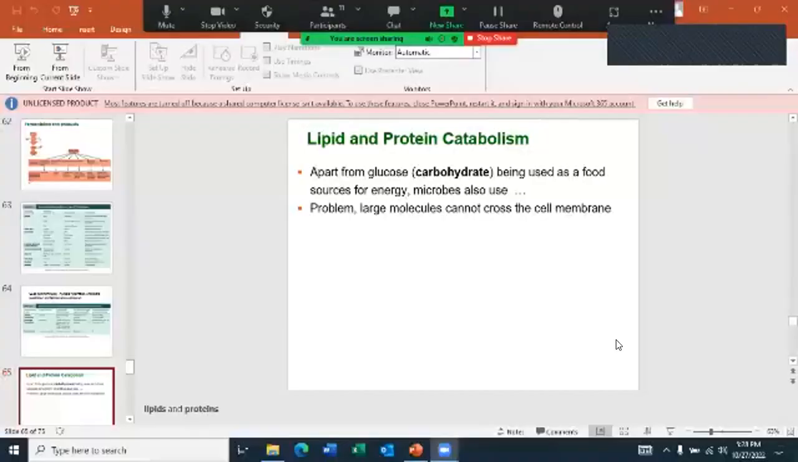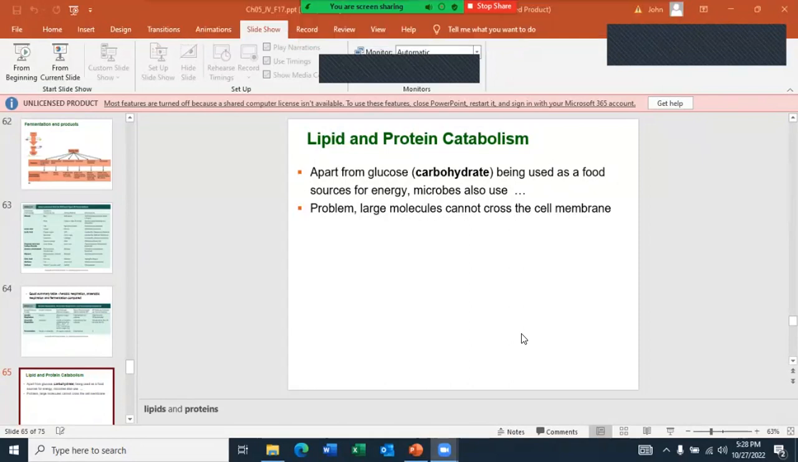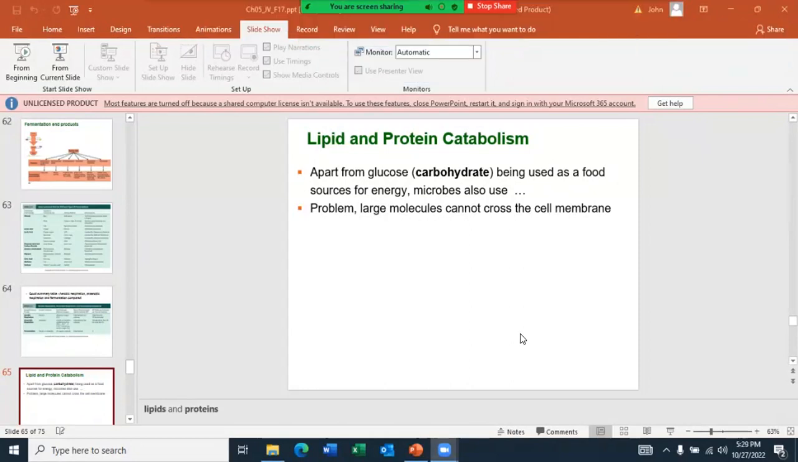I can't see anything. Can anyone see anything? I also can't see anything right now. Can you see it now? Oh, yes. All right. I'm not sure why my screen sharing discontinued. I didn't shut that down.